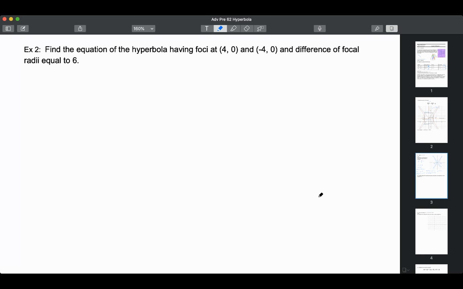All right, in this example, we're asked to find the equation of a hyperbola having foci at (4, 0) and (-4, 0). So straight away from that, I know that I have a horizontal hyperbola. I also know that it has a center at (0, 0), because if I think about graphing (4, 0) and (-4, 0), that's going to be symmetric around the origin. And the difference of focal radii is equal to 6.